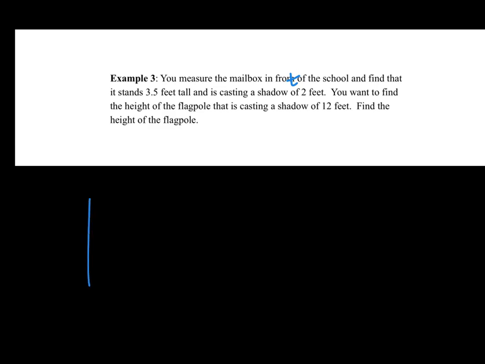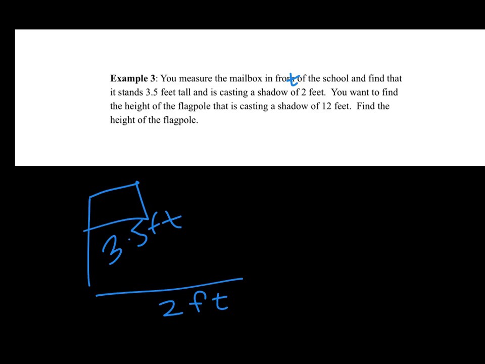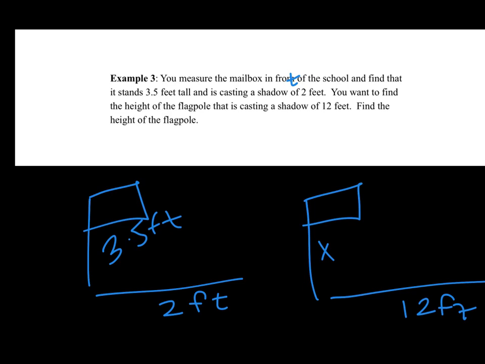Okay, so we have a mailbox. Again, I can't draw. That looks more like a flag. All right, we have a mailbox and it's 3.5 feet tall. And it's casting a shadow of 2 feet. You want to find the height of the flagpole that is casting a shadow of 12 feet. So we have a flagpole, which looks the same as my mailbox, and it's casting a shadow of 12 feet. And we want to find what the height of the flagpole is.